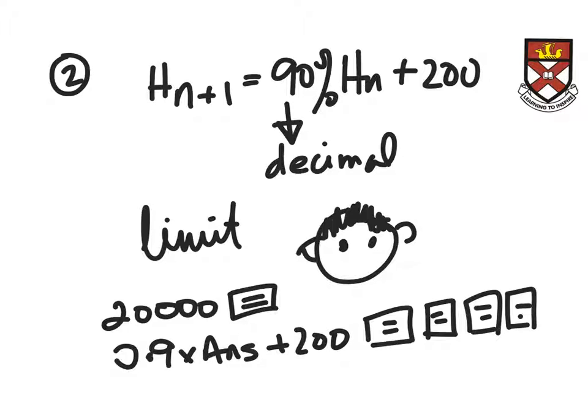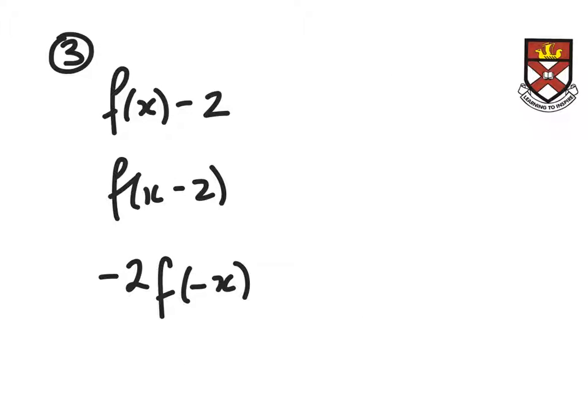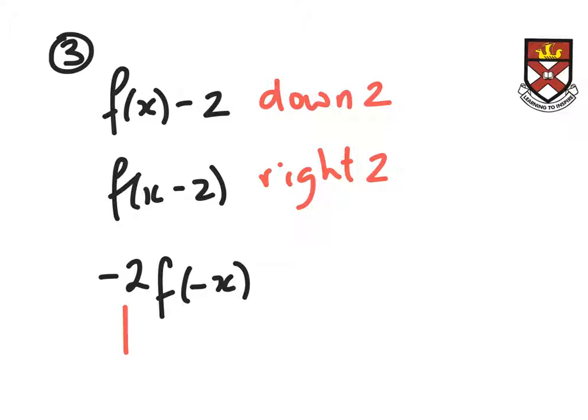Question 3, these graph questions. Now the -2 being outside tells you this graph is moved down 2, so take the picture and move it down 2. The -2 being inside means you move the graph right 2. And the last one has got 2 transformations.